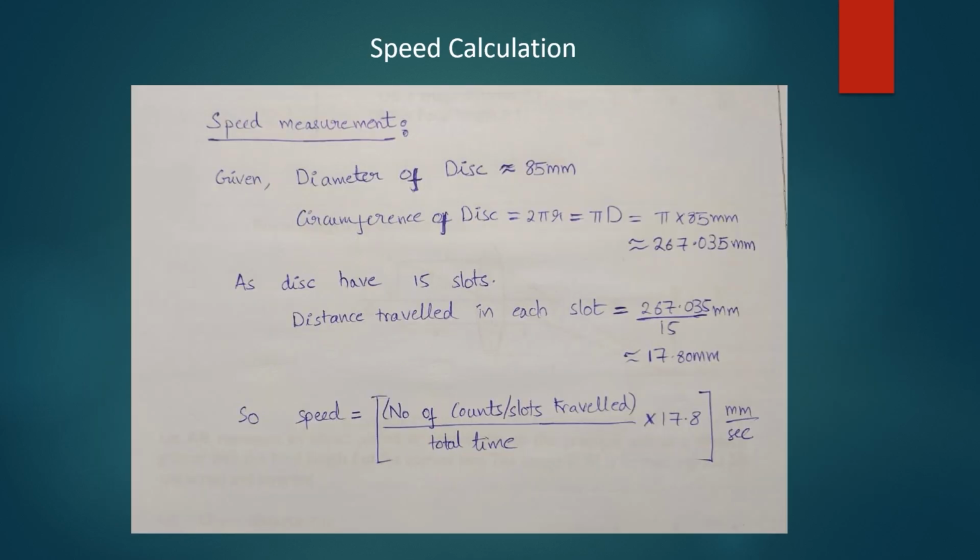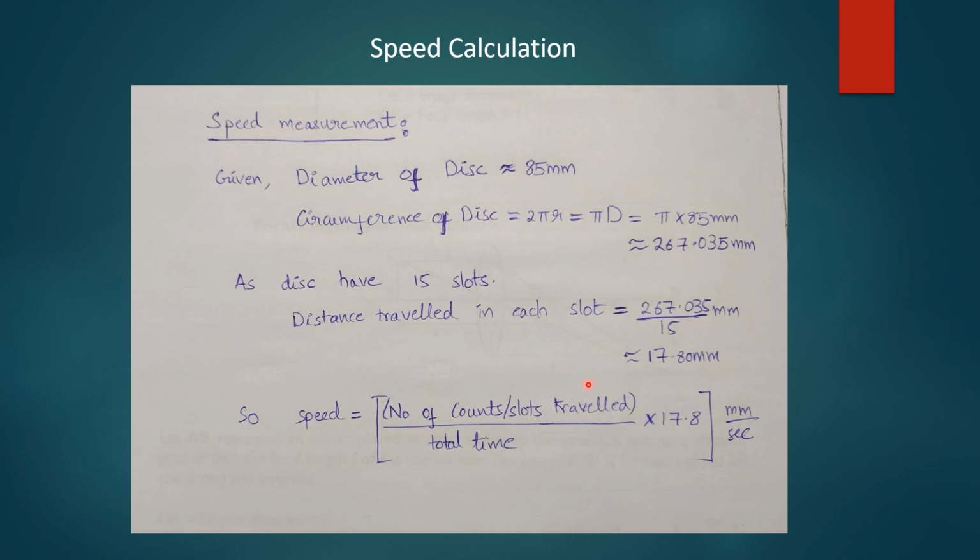In the last slide, we discussed how to measure the speed of the disc. We know the diameter of the disc to be 85 mm. Now we calculate the circumference of the disc using the formula 2 pi r or pi d, and we get the value to be 267.035 mm. Now the disc consists of 15 slots. We'll calculate the distance traveled per slot, which is given by circumference by 15. So we get the distance traveled in each slot to be 17.8 mm.